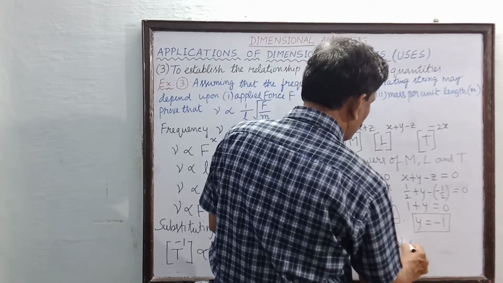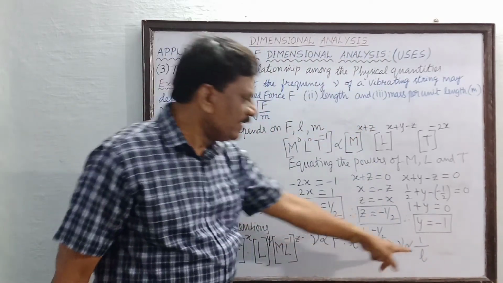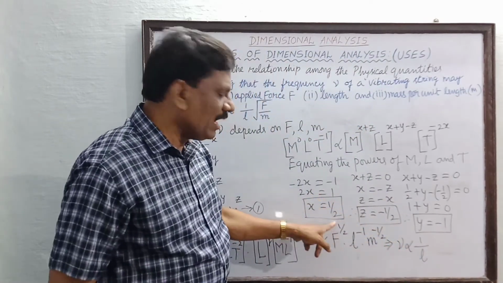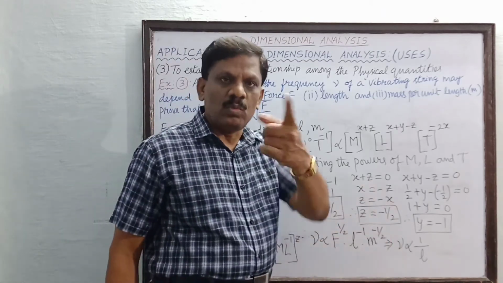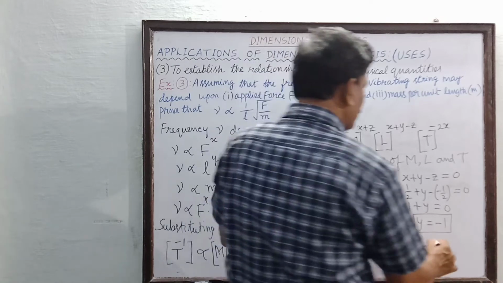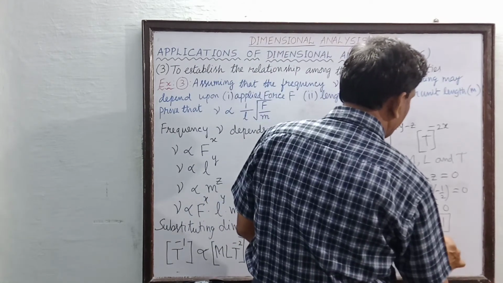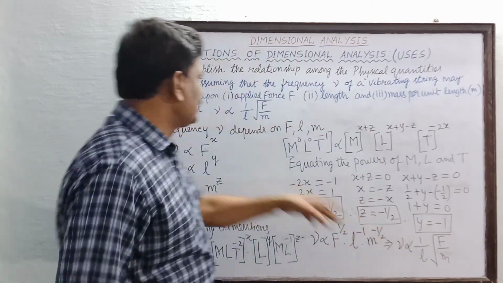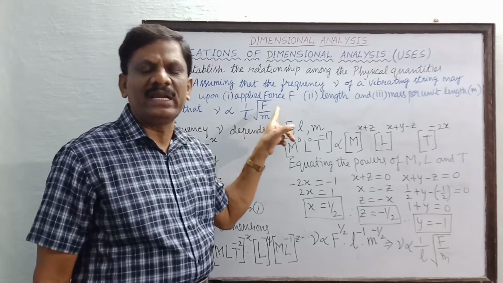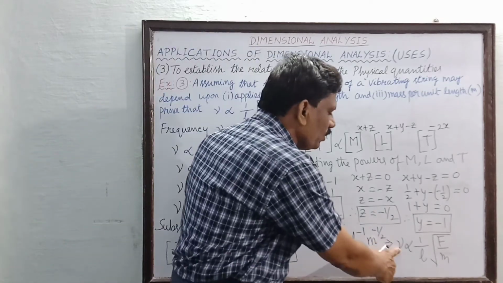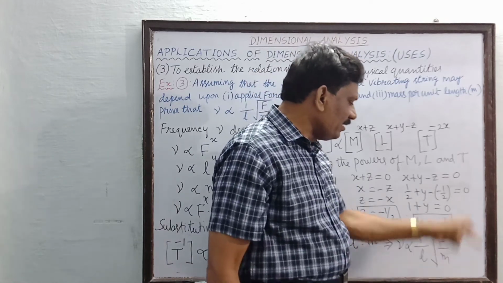So this implies nu is proportional to 1 by L. L power minus 1 is 1 by L. F power half is square root of F. M power minus half is 1 by square root of m. So this is square root of F divided by m. So what is to be proved here? Prove that nu is proportional to 1 by L into root over F by m. We have proved nu, the frequency nu, is proportional to 1 by L into square root of F by m.